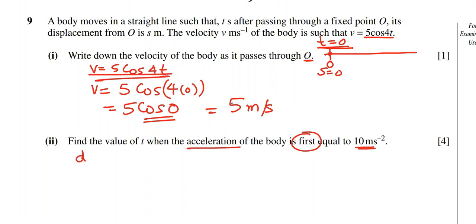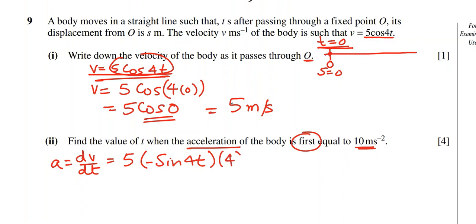For acceleration, we know it is dv over dt. So the differentiation of this 5 will be untouched, but cos 4t, its differentiation will be minus sine 4t, and we will differentiate the angle and multiply it here.